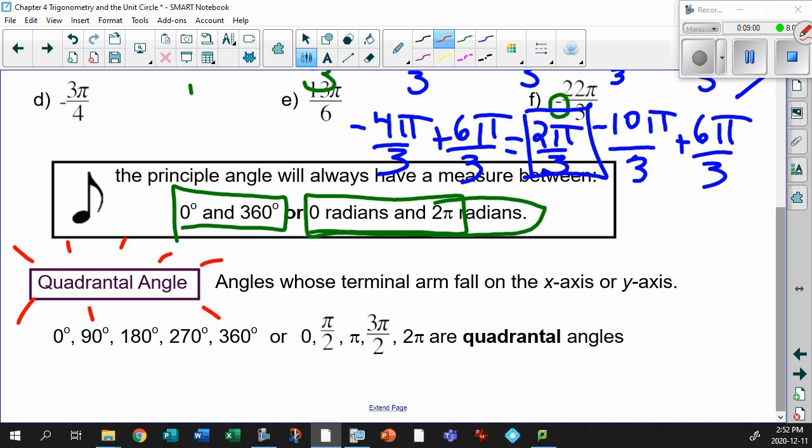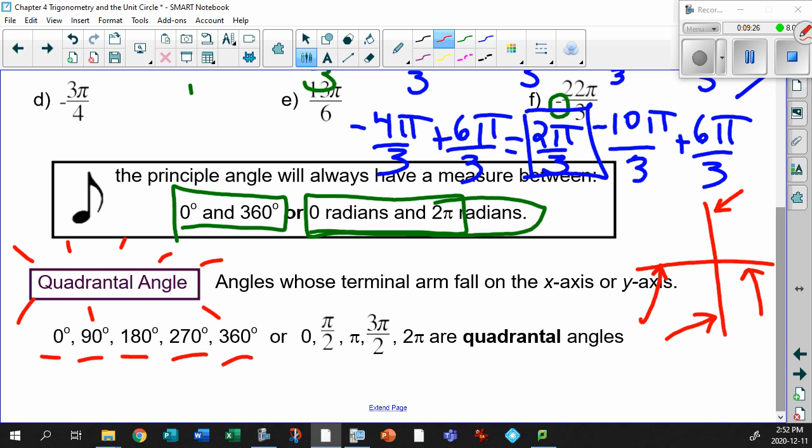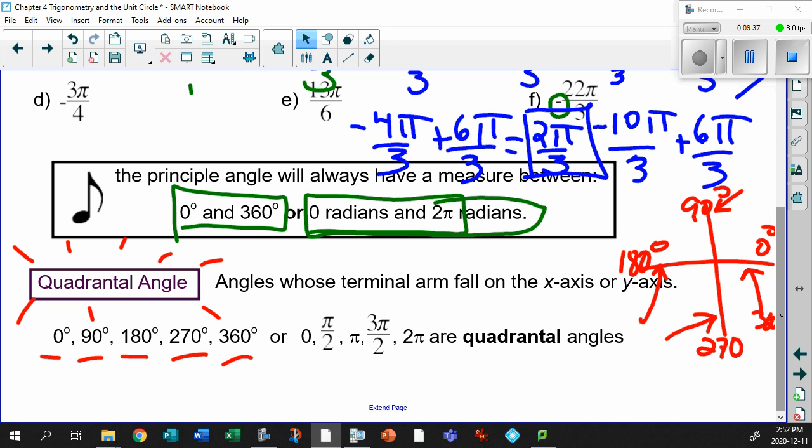What do I mean? Well, think about this. Isn't this splitting things into 4s, 4 quadrants? So if you land on here, or here, or here, or here, on one of the dividing lines, this is called a quadrantal angle. So what are the quadrantal angles? You know what they are in terms of degrees: 0 degrees, 90, 180, 270, 360. But how about in terms of radians? How does that work? Let me show you.